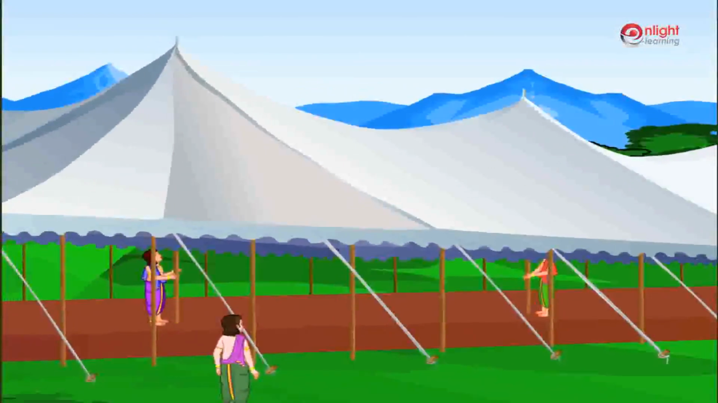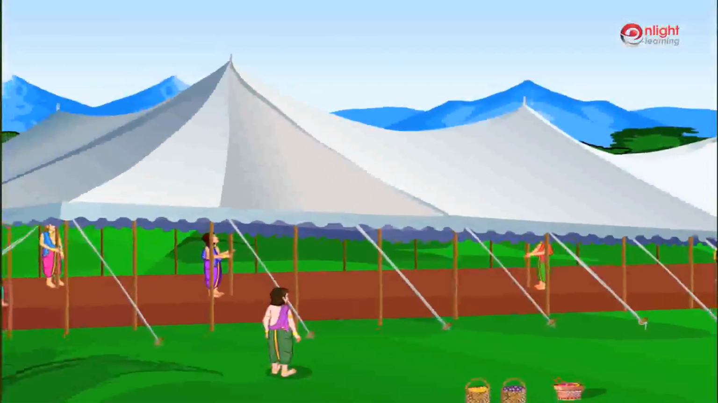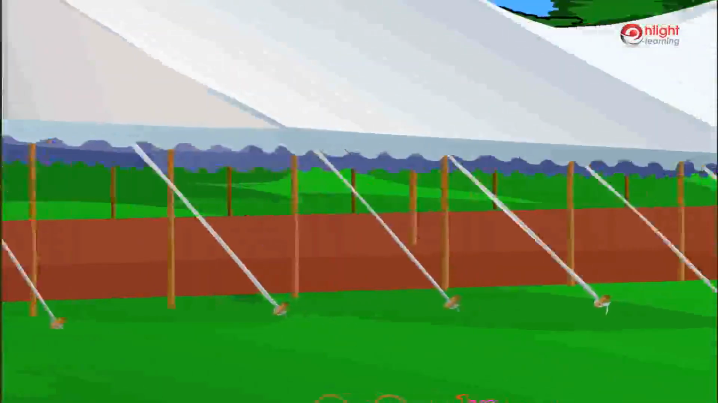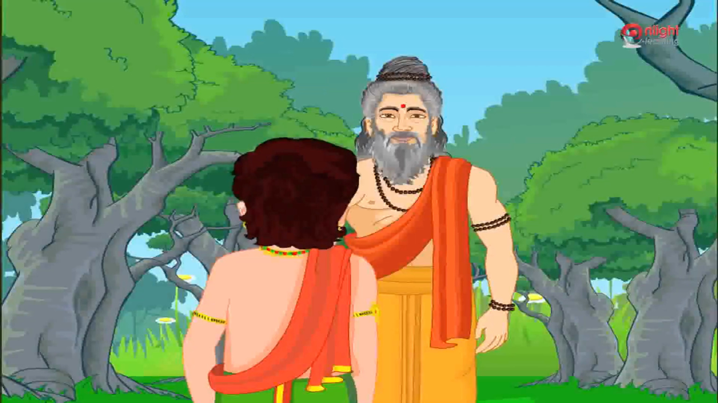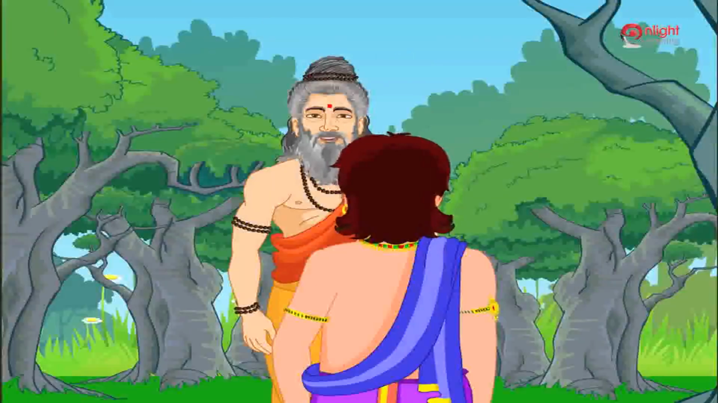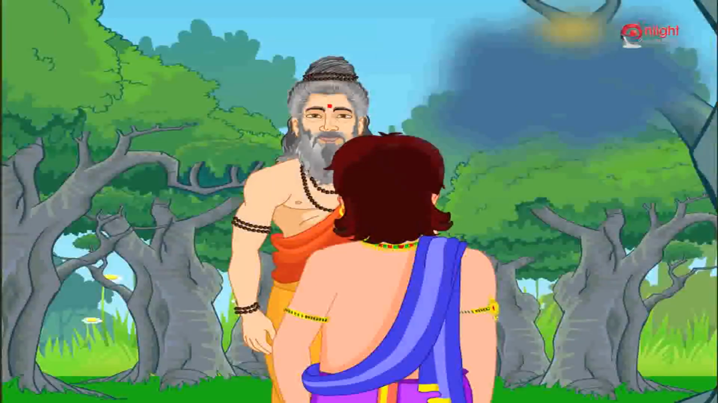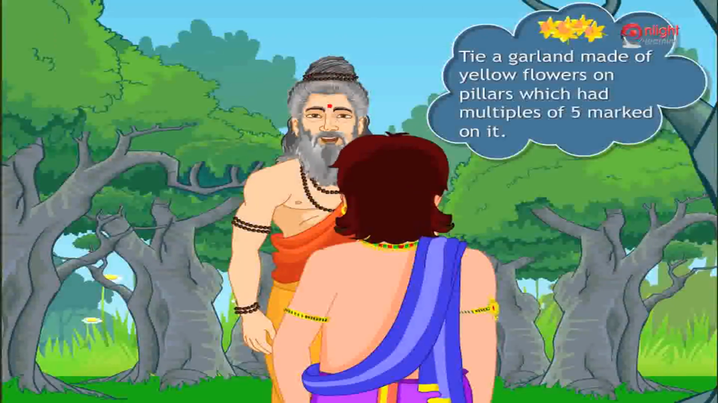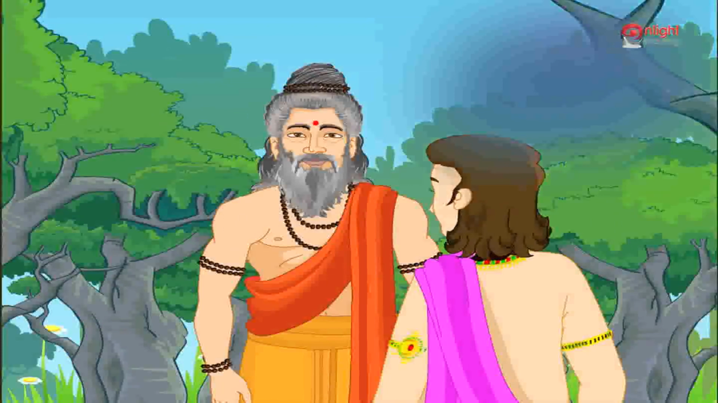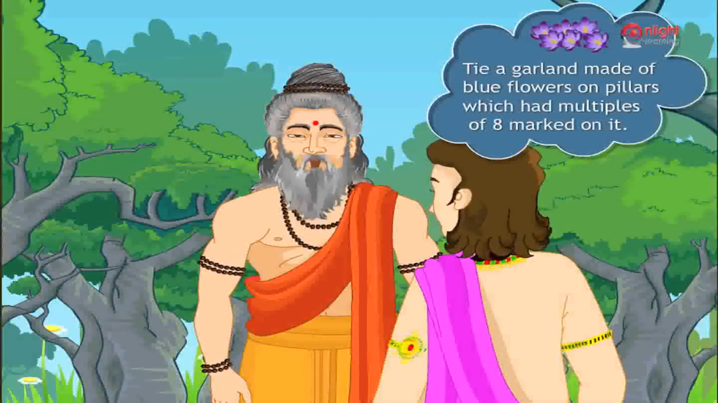After the tent was finished, it was to be decorated with flowers and ribbons. The tent was supported by many wooden temporary pillars. Guruji asked Arjun to paint numbers on the pillars. Guruji called Bhim and asked him to tie a garland made of yellow flowers on pillars which had multiples of 5 marked on it. Then he asked Dushasan to tie a garland made of blue flowers on pillars which had multiples of 8 marked on it.